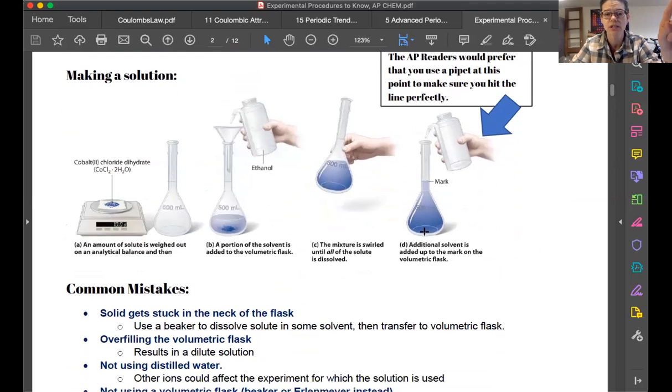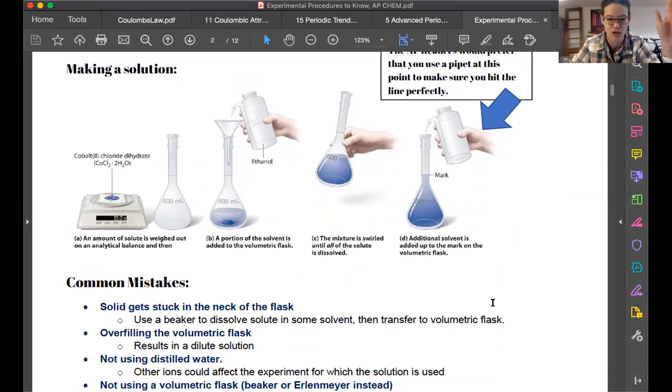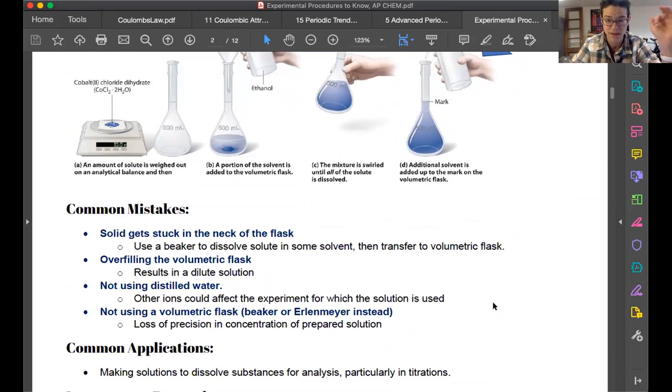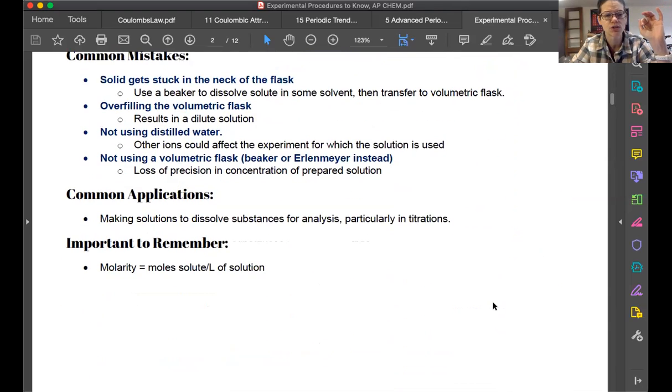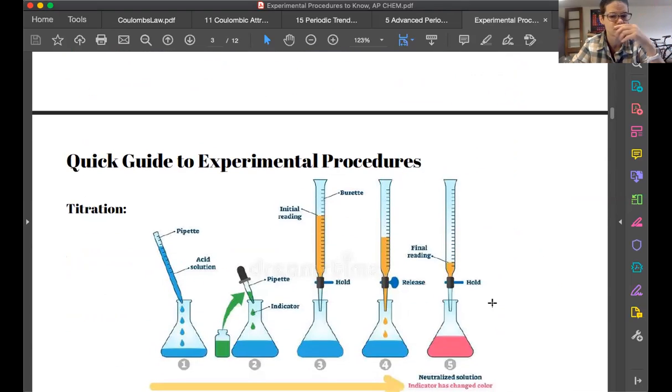But regardless, we know making solutions involve the volumetric flasks. And as long as you remember that the volumetric flask is only used at the actual mark that's on the flask, and it only measures one volume, that's the main thing to remember about solutions, or even dilutions, which is another thing.